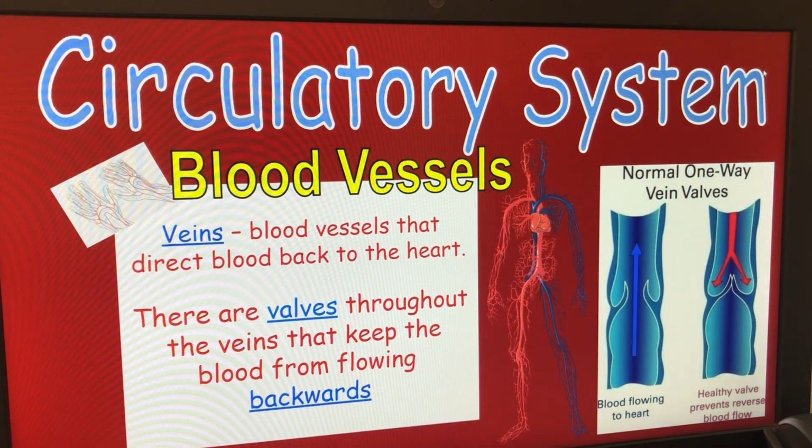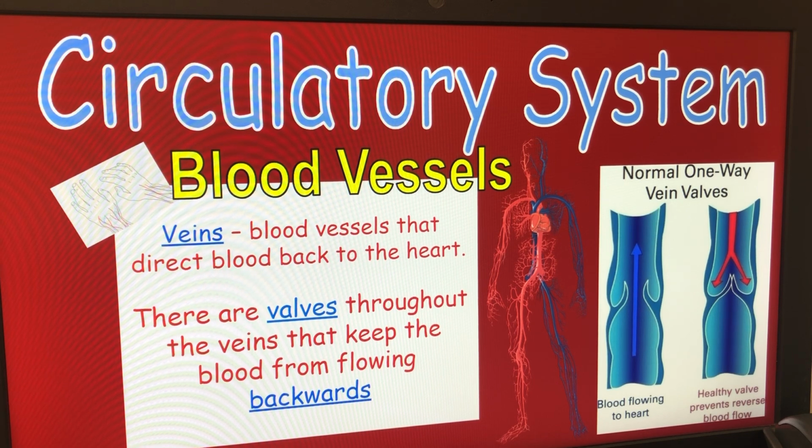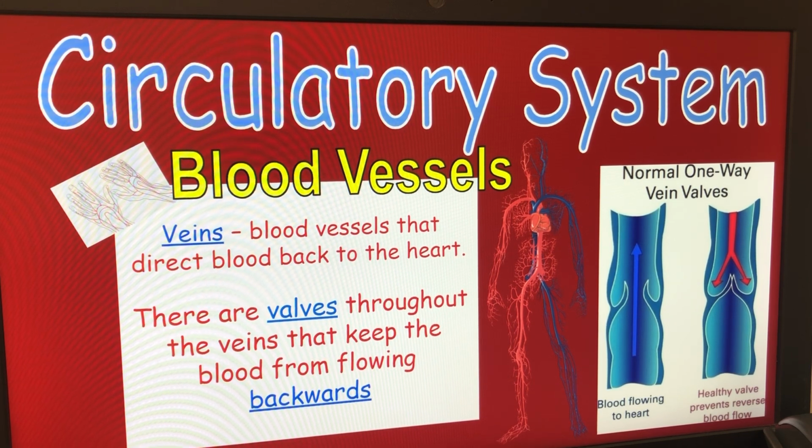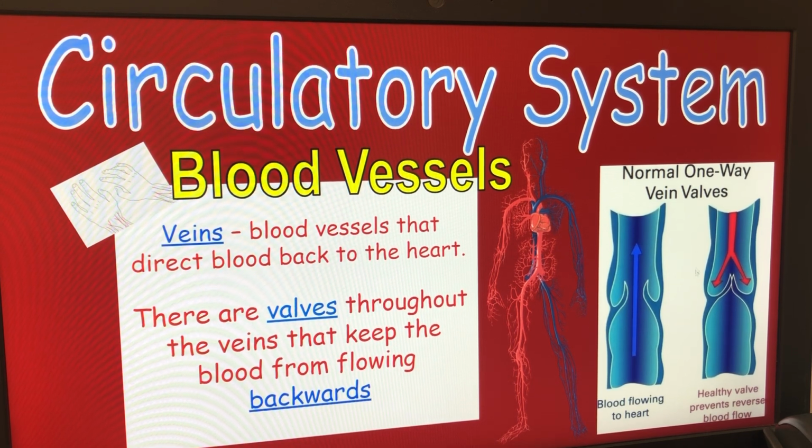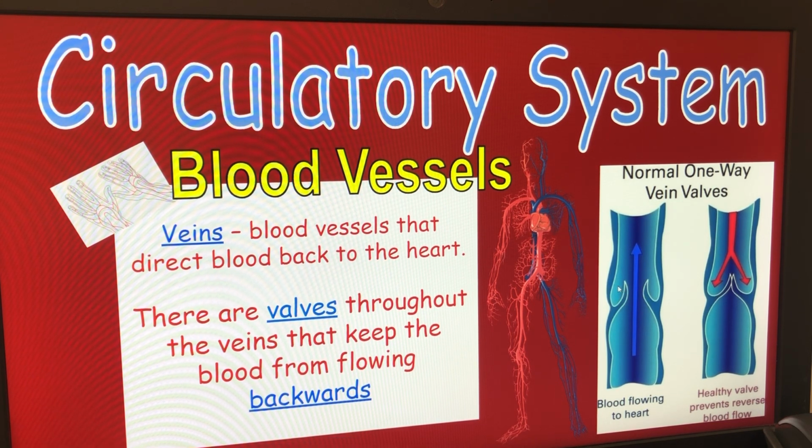Now, veins are blood vessels that direct blood back to the heart. There are valves throughout the veins that keep the blood from flowing backwards. And if we take a look at the picture on the right-hand side, we can see that in the veins, the blood is flowing towards the heart. The structure right here in the middle that looks like flaps that are opening, those are the valves.